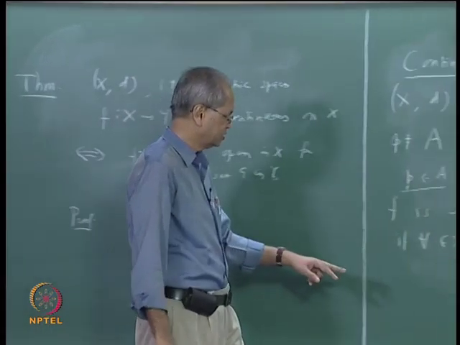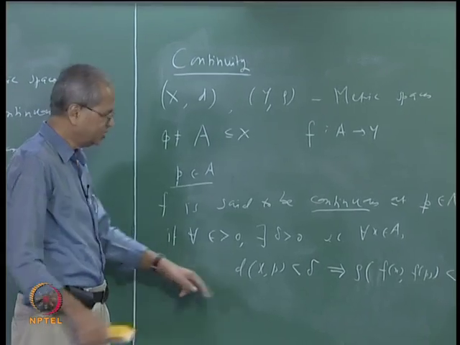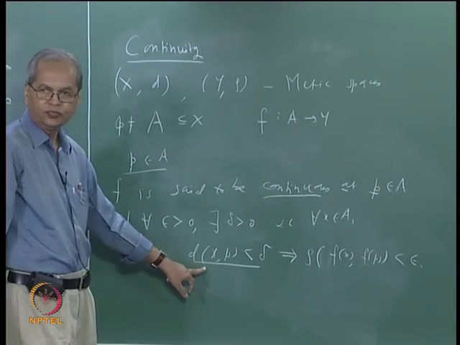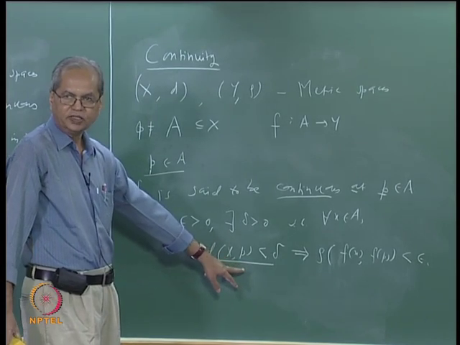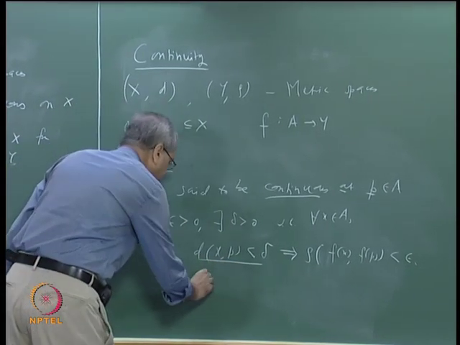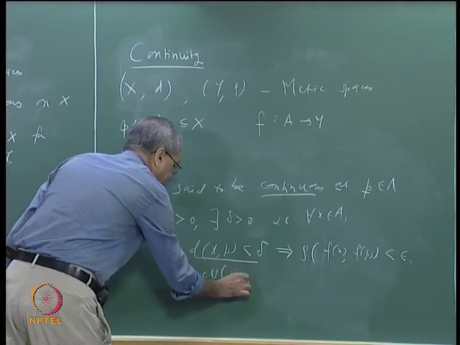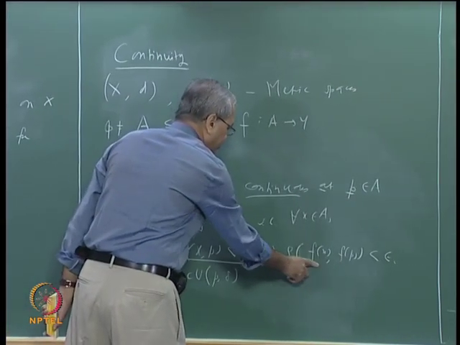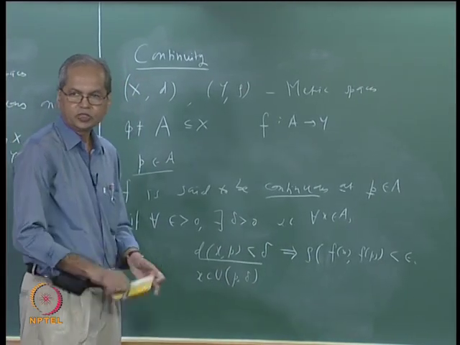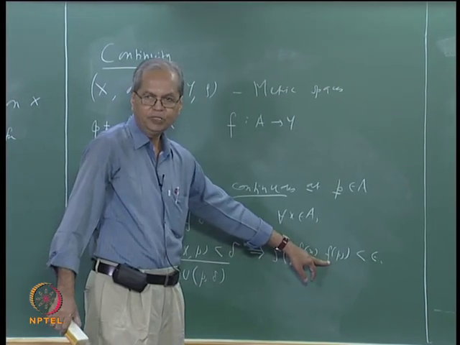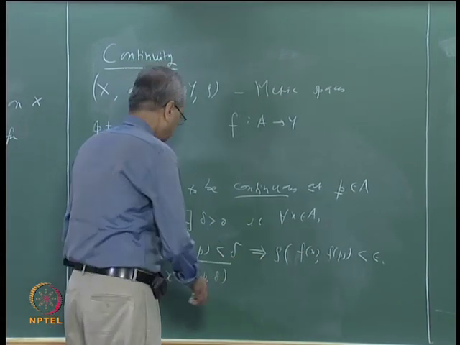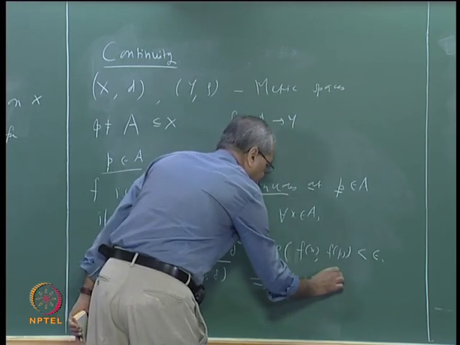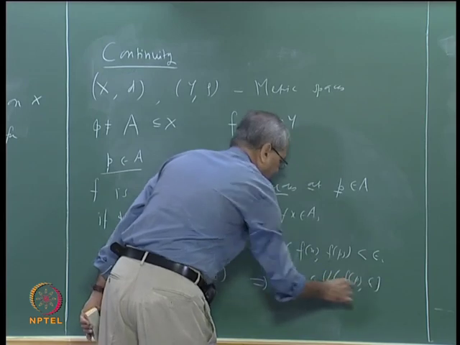Coming back to this discussion of continuity here, you can say that saying d(x,p) less than delta is the same as saying that x belongs to the open ball with center at p and radius delta. And what does this mean? This means f(x) belongs to the open ball with center at f(p) and radius epsilon.